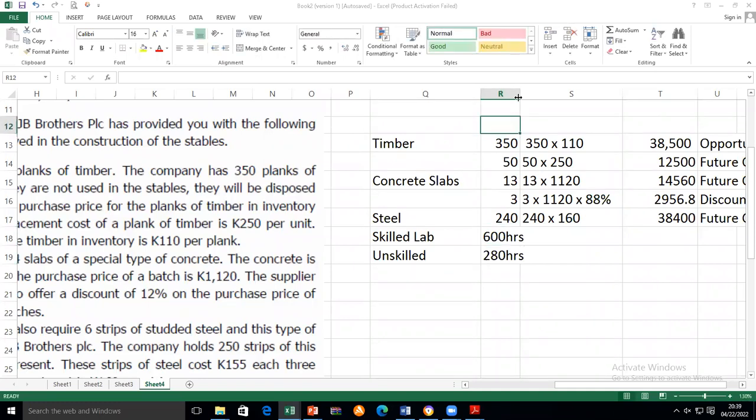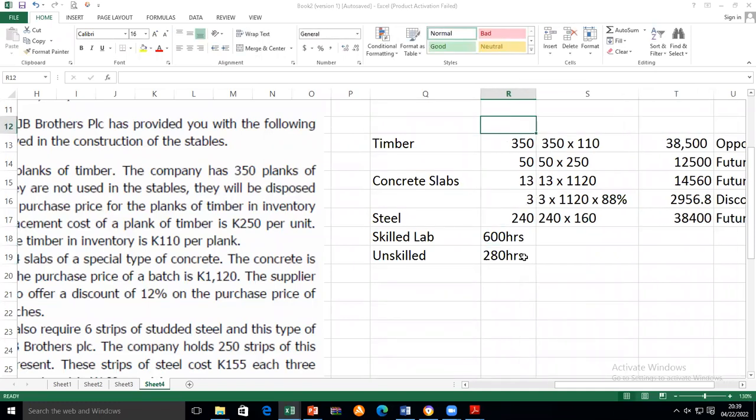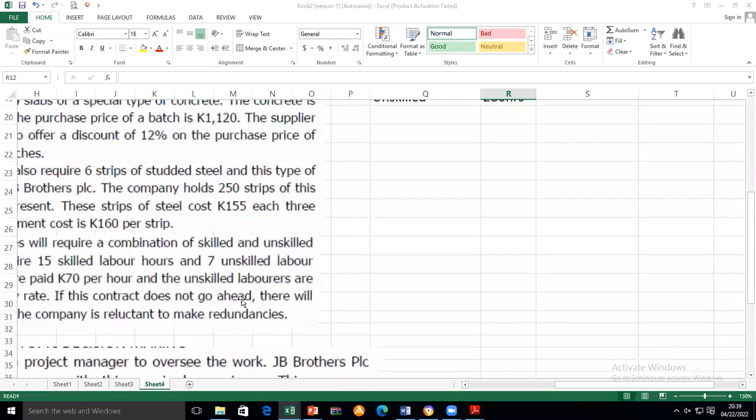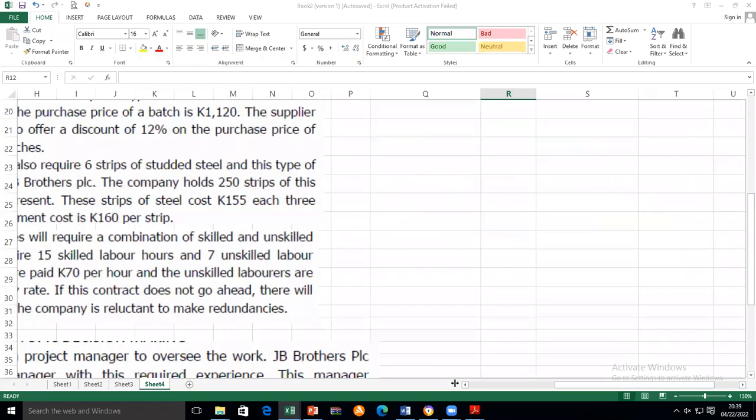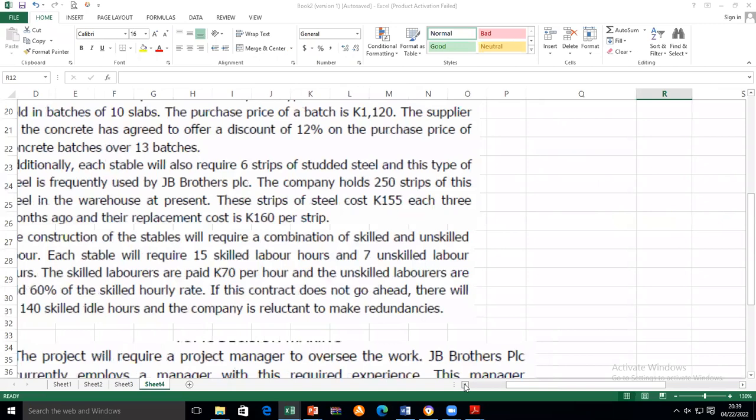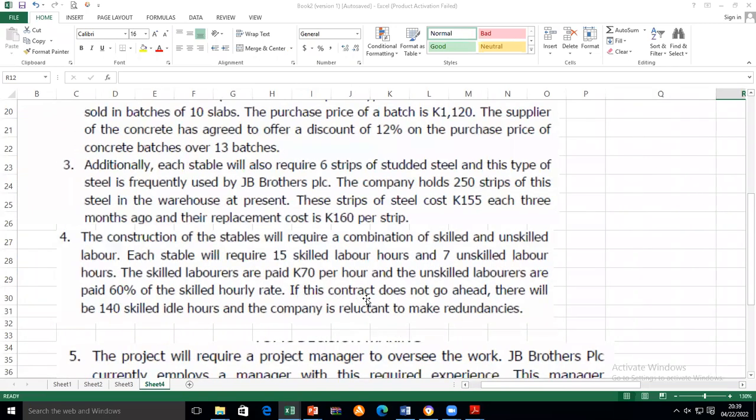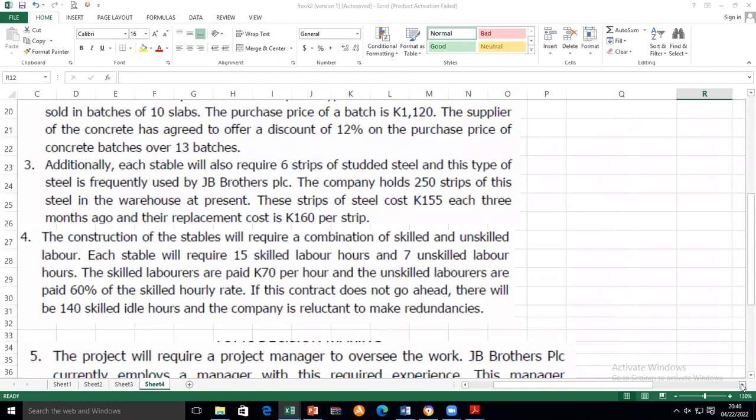Now, skilled labor hours. Do we have these skilled? Do we have them? If this contract doesn't go ahead, there will be 140 skilled labor hours that the company is likely to make. So skilled, we already have 140. Whether we work or not, these will be paid, isn't it?